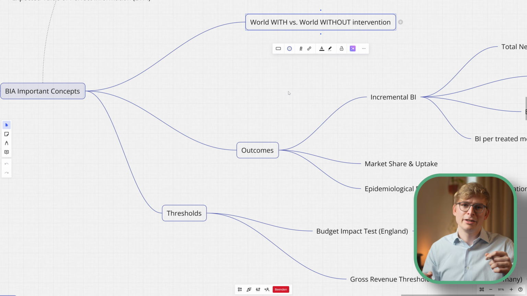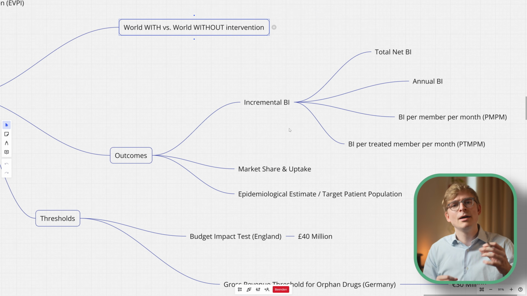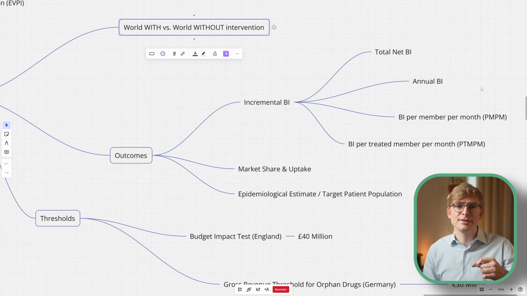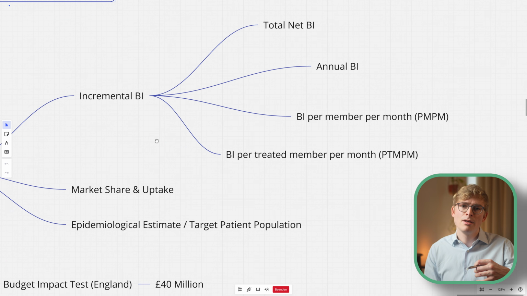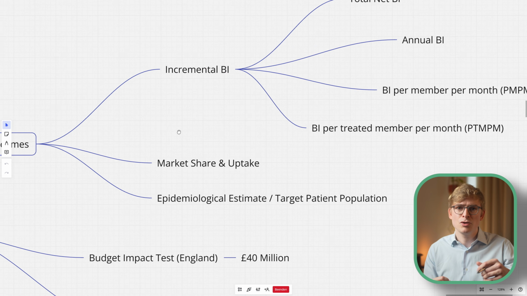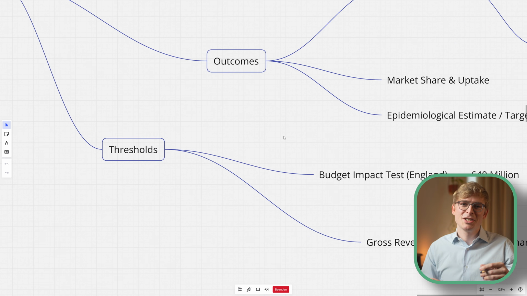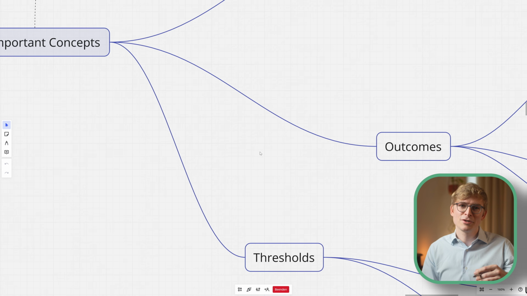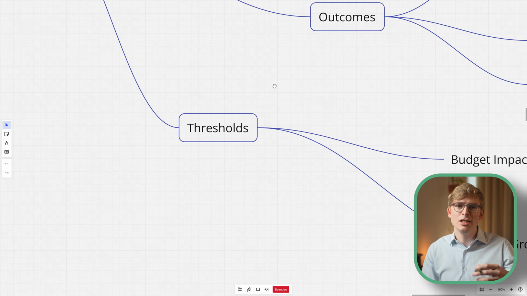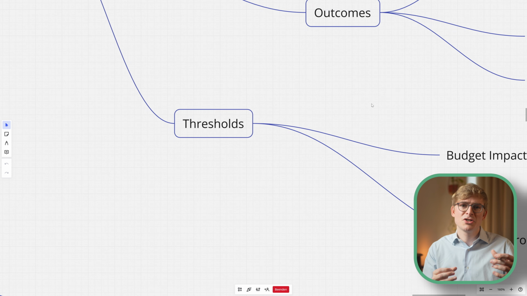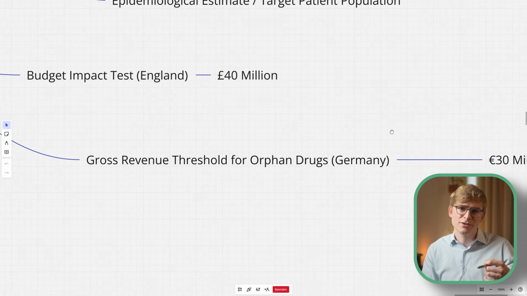BIA outcome types include incremental BI, usually expressed as PMPM or PTMPM, as well as market share and uptake assumptions that usually leverage an epidemiological cascade to derive the target patient population numbers. Related to budget impact analysis, many countries across the globe have thresholds in place that trigger additional scrutiny or conditions, such as the budget impact test in England or the gross revenue threshold for orphan drugs in Germany.